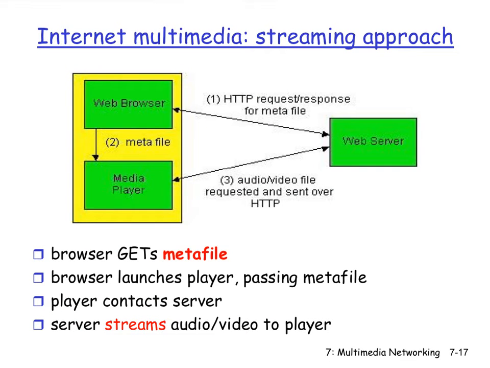In the second option, the web browser uses HTTP GET to fetch first what we call a meta file. The meta file is a file that contains a description about the multimedia content. It doesn't contain the content itself, but it contains information about this content, like a description, the encoder type, file names, and so on and so forth. So that's the meta file.